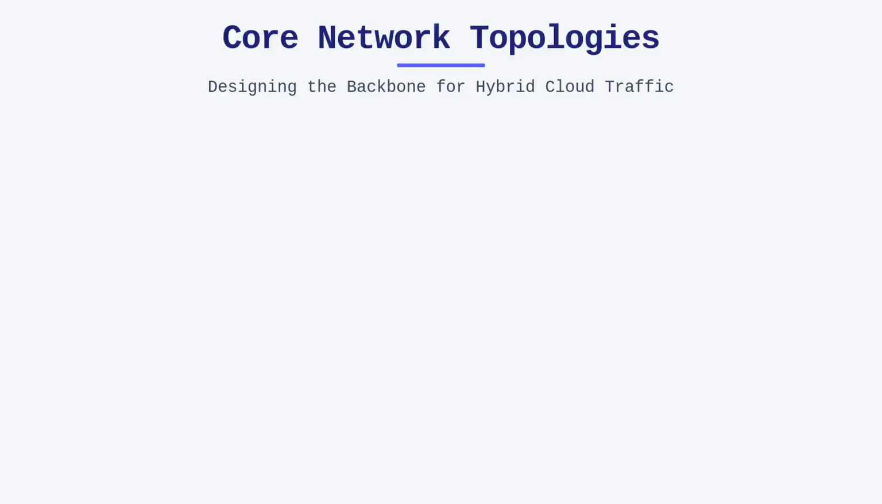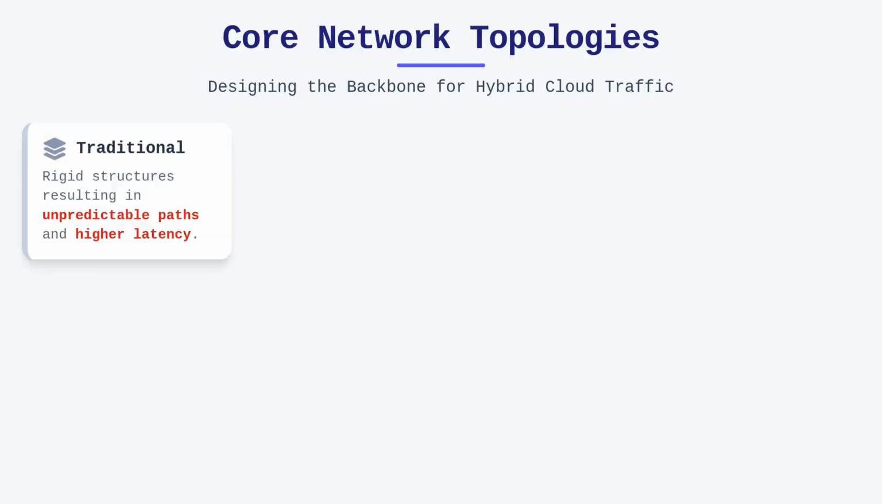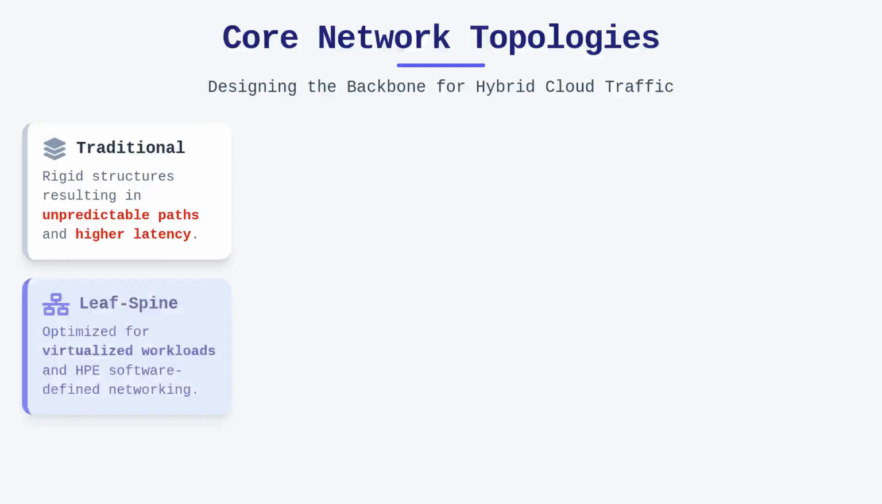When we approach core network topologies, we are essentially defining the backbone through which all hybrid cloud traffic must transit. A robust topology is not merely a collection of cables and switches, but a structured architectural decision that dictates latency, throughput, and fault tolerance. In the context of HPE hardware and software-defined networking, we often move away from traditional tiered models toward leaf-spine architectures to serve the dynamic requirements of virtualized workloads.